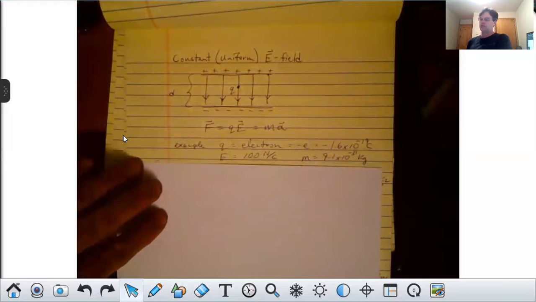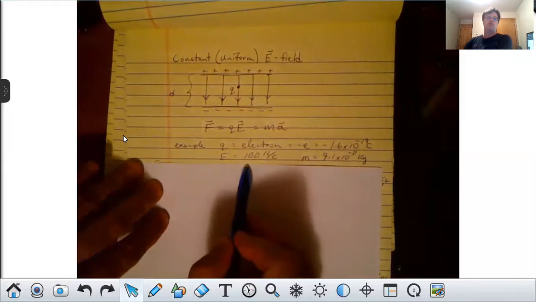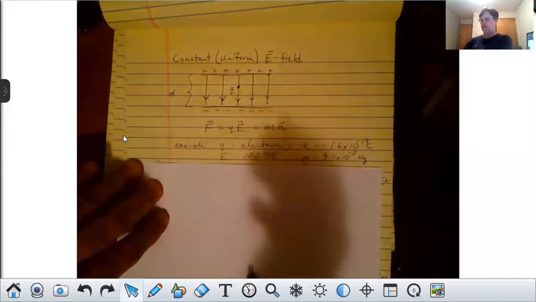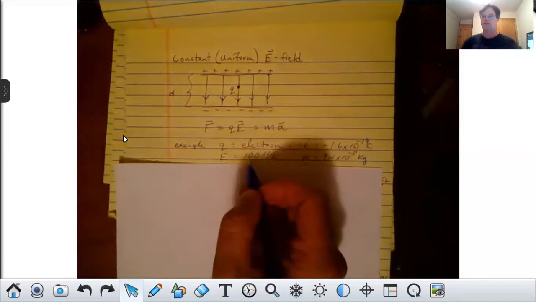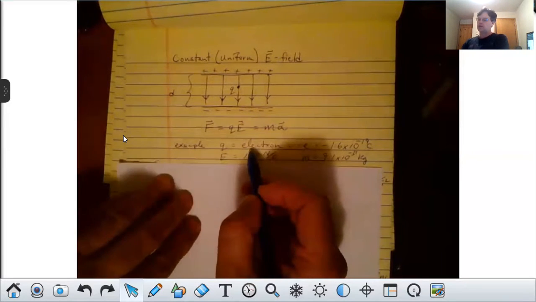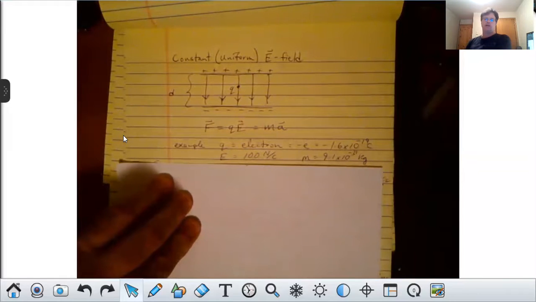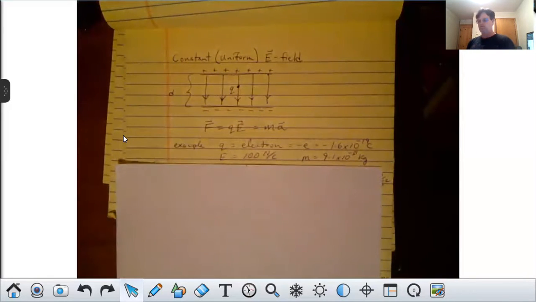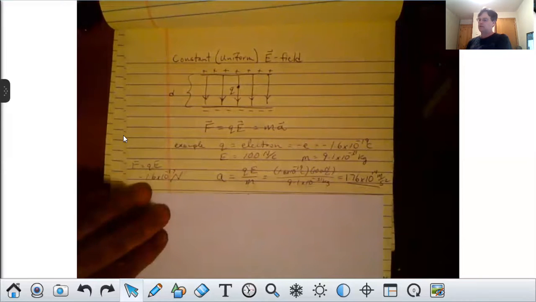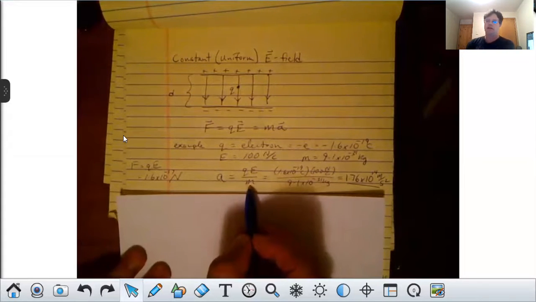let's put some numbers in. Since it's a uniform field, we'll say it's 100 newtons per coulomb in this case. It is a constant force. Let's say our charge is that of an electron, which is negative 1.6 times 10 to the negative 19 coulombs. Now, an electron has a really tiny mass, 9.1 times 10 to the negative 31 kilograms. Once we know those numbers, we can solve for the acceleration of that charge, in this case, the electron.